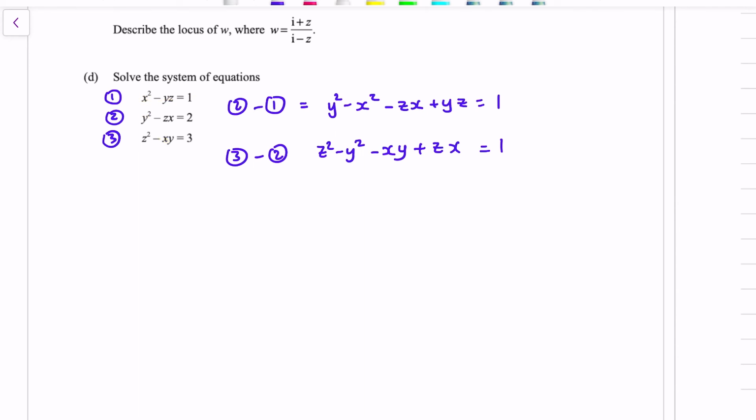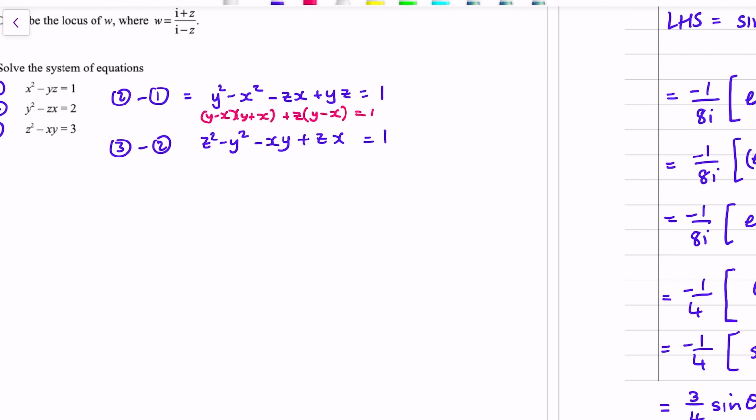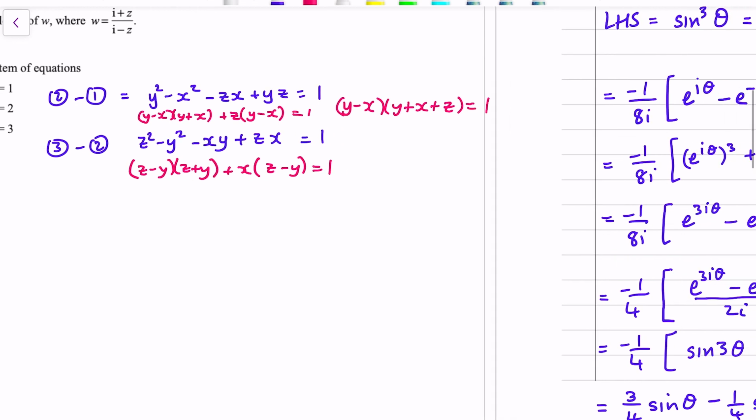So, okay, how has this helped? The first equation, like I said, difference of two squares. We've got y minus x times y plus x there. And we've also got y minus x out of this stuff. So there's a common factor of y minus x. Okay, and we do the same thing for the second one, z minus y, z plus y. Common factor is z minus y.